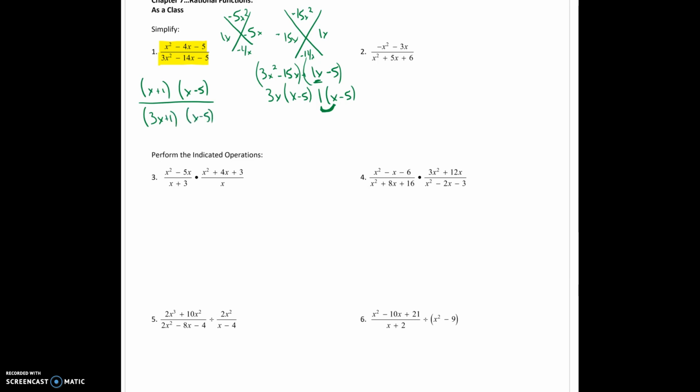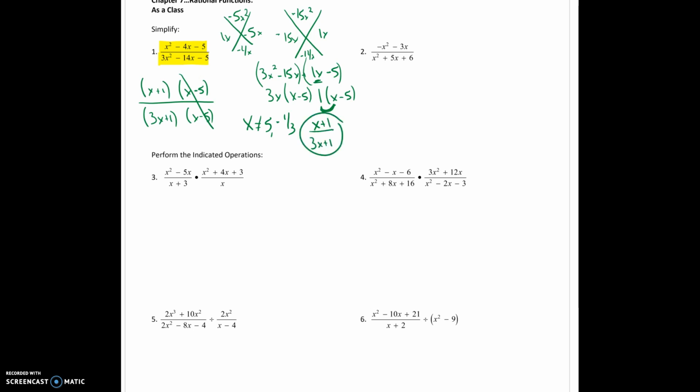All right, so at this point, my x minus 5s will cancel out. This is not asked anywhere on the page, but if it were, domain restrictions are x can't be 5 and x can't be -1/3 due to my denominator. But factoring, taking out my common factors, I'll have that, and my final answer is x plus 1 over 3x plus 1. Put them in parentheses or not.